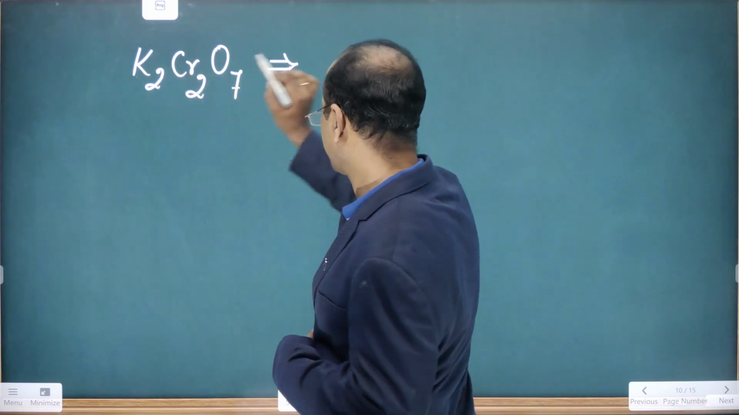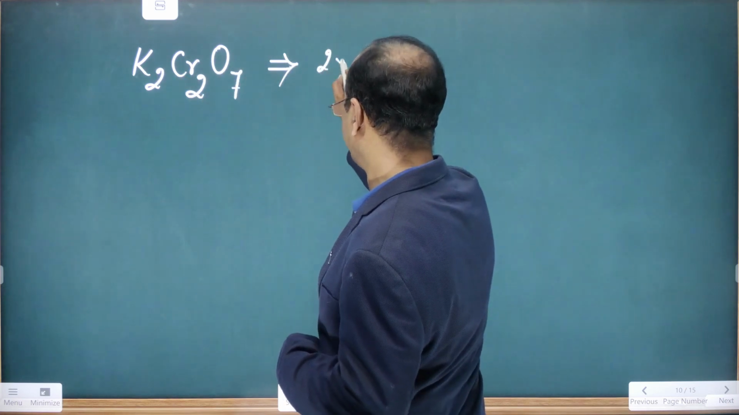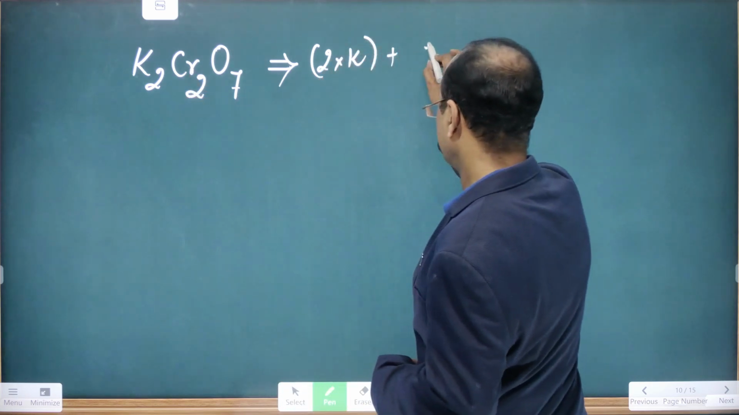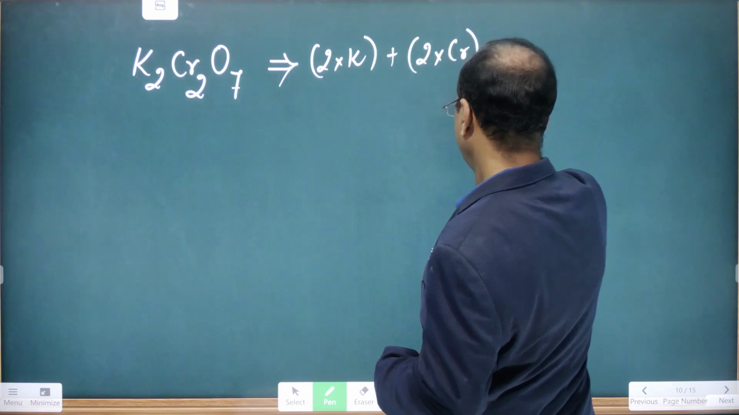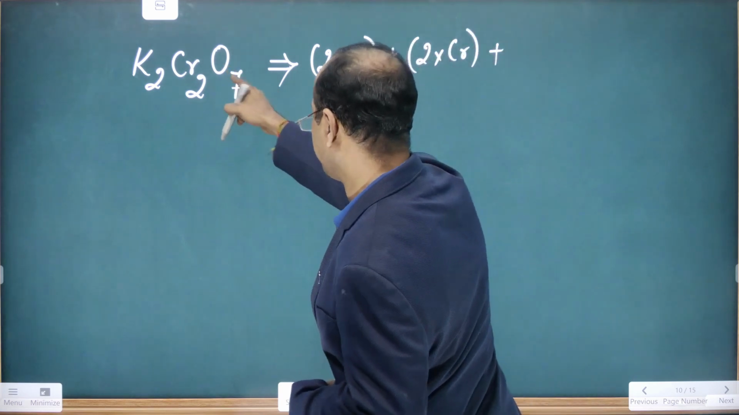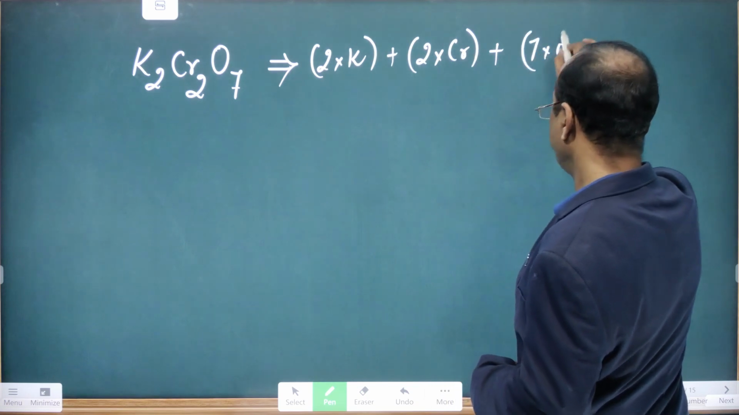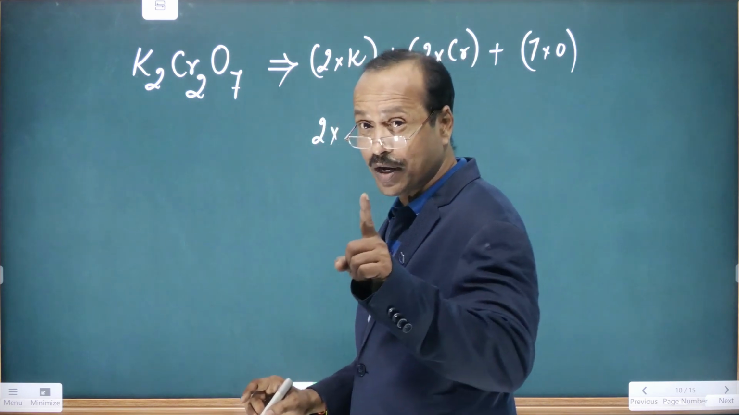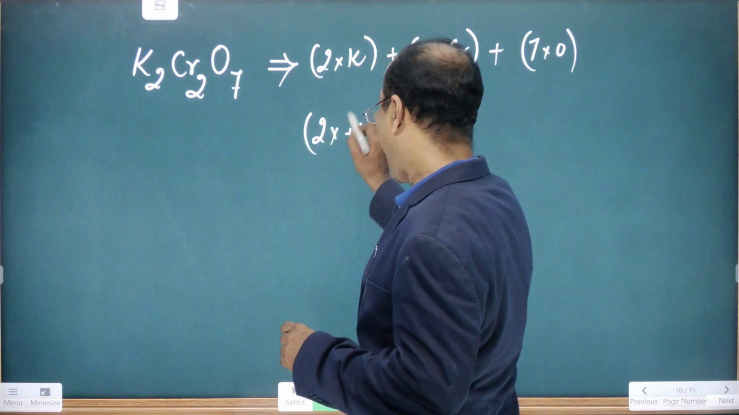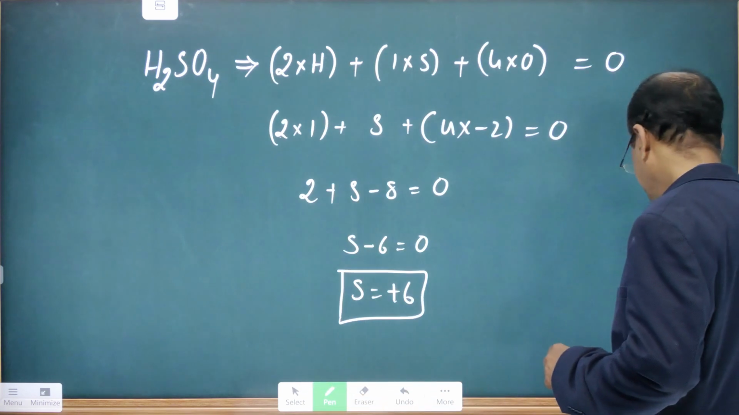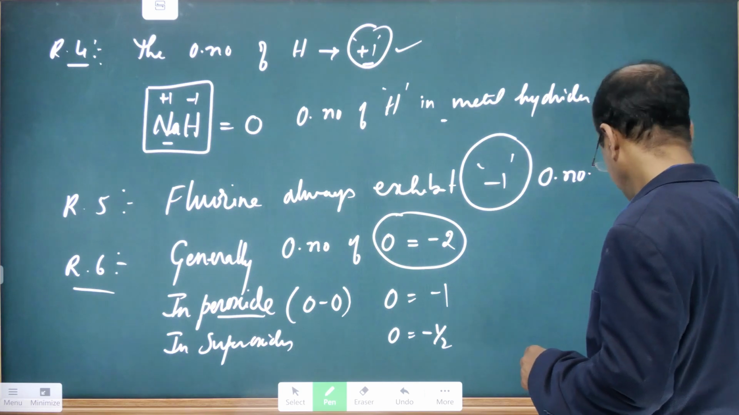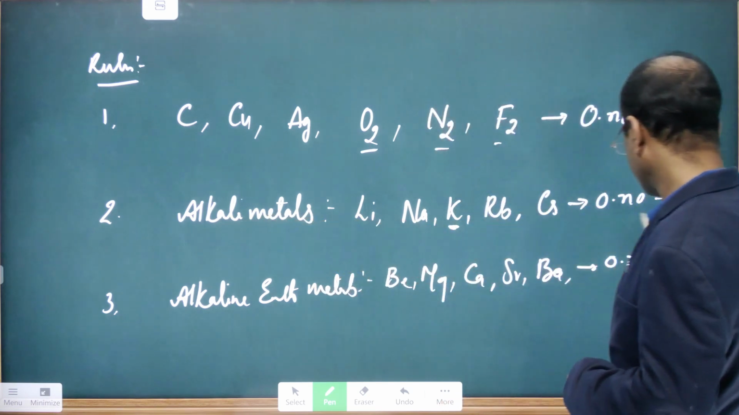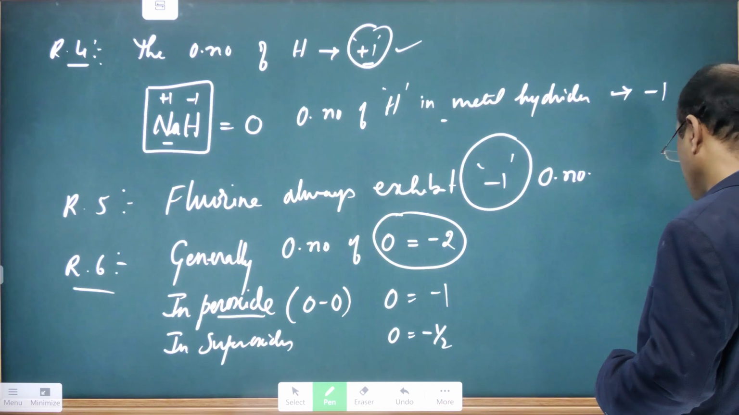Now see, how many potassiums are there? 2 potassiums here, right? So I'll write 2 into potassium first. Plus how many chromiums are there? 2 chromiums. So 2 into chromium, right? Now plus how many oxygens are there? O7. So 7 into oxygen, right? Understood now? Now here, what is the oxidation number of potassium? Plus 1. Why plus 1? Because potassium is an alkali metal which belongs to the first group. Alkali metals have oxidation number plus 1, right? So plus 1.